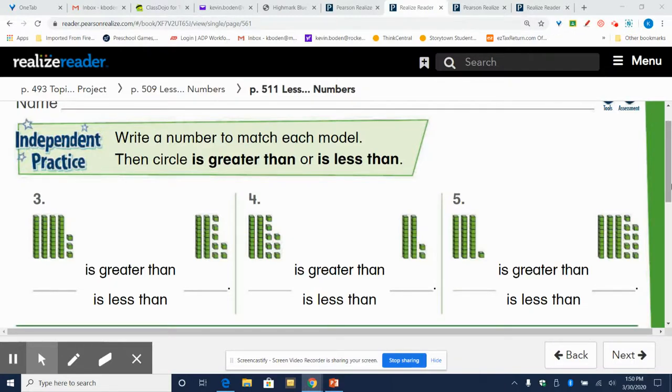I think I'm teaching Mr. Boden's class, Mr. Nichols' class, and Miss Mitrick's class math for the next couple of days or weeks or however long we're away from school. But before we left for this little quarantine break, we started talking about greater than, less than, or equal to. And this is actually a page from your math book.